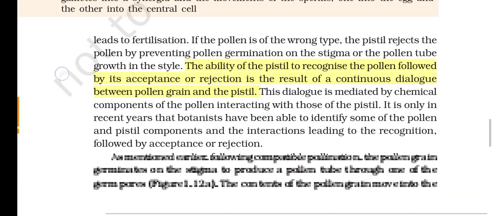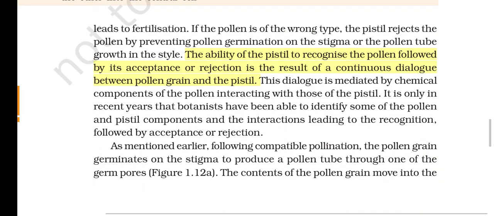that lead to fertilization. If the pollen is of the wrong type, the pistil rejects the pollen by preventing pollen germination on the stigma or the pollen tube growth in the style. The ability of the pistil to recognize the pollen, followed by its acceptance or rejection, is the result of a continuous dialogue between pollen grain and the pistil. This dialogue is mediated by chemical components of the pollen interacting with those of the pistil. It is only in recent years that botanists have been able to identify some of the pollen and pistil components and the interactions leading to the recognition followed by acceptance or rejection.